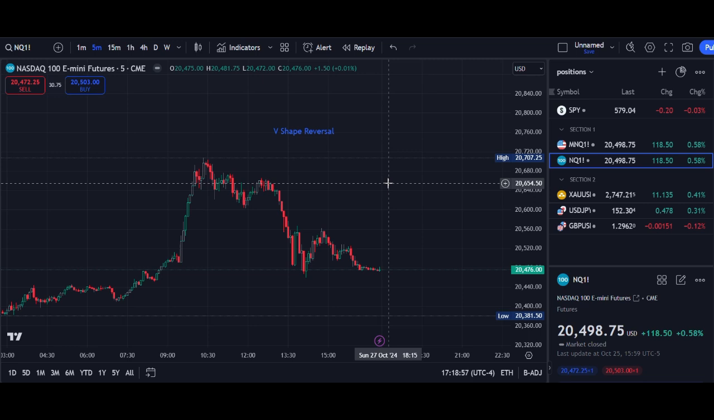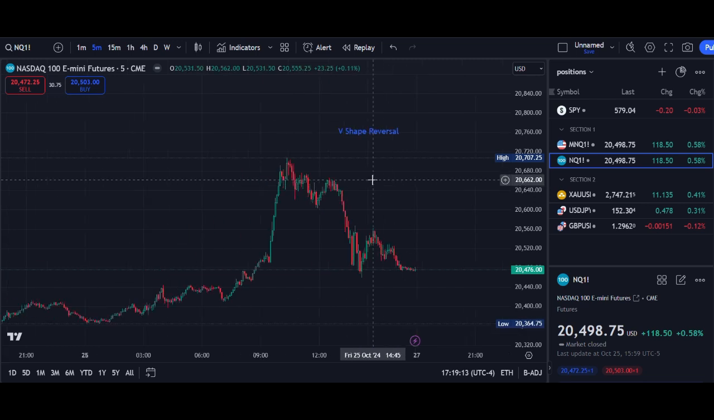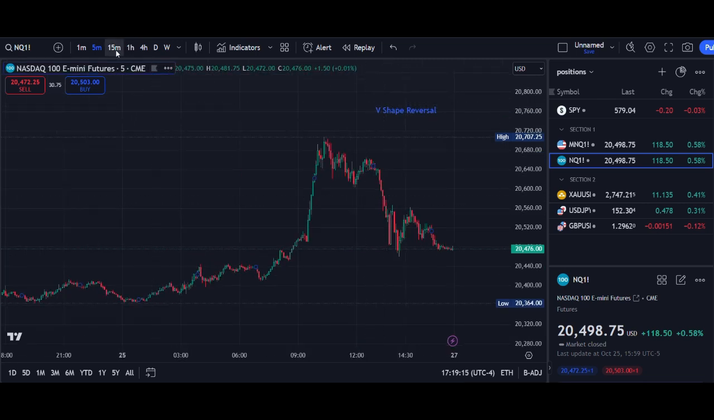Okay, and I'll give you guys tips and tricks, what to look for, the small details that you want to pay attention to, to get your entry correctly with the right stop loss to protect yourself. Okay. Alright, so let's go through the chart.